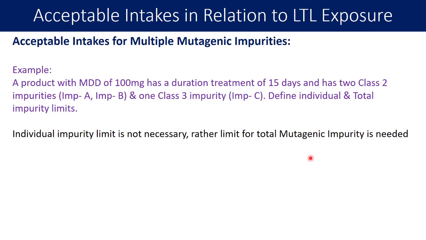So an individual impurity limit is not necessary in this case. Why? Because there are three or more than three impurities. Yes or no? More than three mutagenic impurities. So rather than an individual impurity limit, you can go for the total mutagenic impurity limit. So total intake for impurity A, impurity B and impurity C can be 120 micrograms per day because it is a less than one month exposure of the treatment. I hope you understand this point.